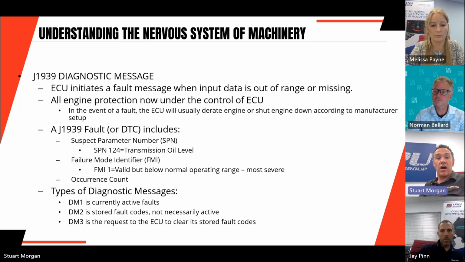DM1 is basically an active fault. So if you've got an oil pressure fault, that's a DM1 message. If you clear that fault, it then becomes a DM2 fault, and it's stored in the engine ECU or the body computer. And then the DM3 is a way that you can request the ECU to clear its stored fault codes. Quite often that's a proprietary message.